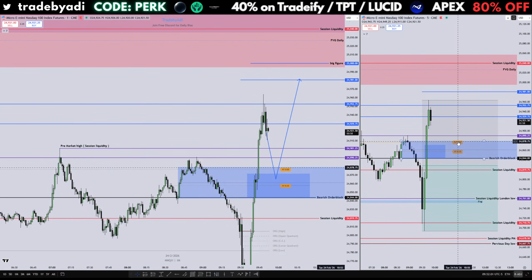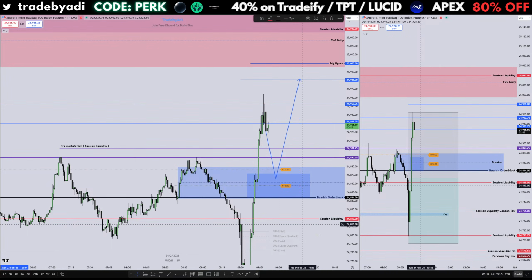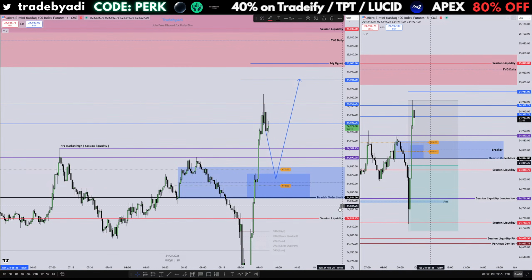And also if you check the levels, we have three levels: breaker block, midnight opening price like 8:30 and 00, and also we have a 1 minute order block.